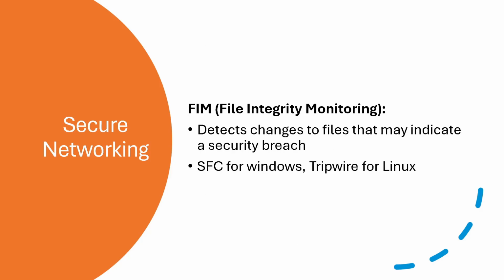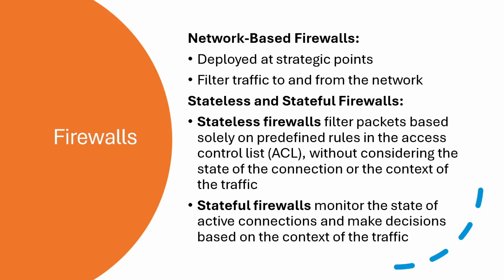FIM, or File Integrity Monitoring. It is a security technology that monitors and detects changes to files that may indicate a security breach. It is critical for detecting malware, unauthorized access, and configuration changes. Some famous examples are SFC for Windows and Tripwire for Linux.